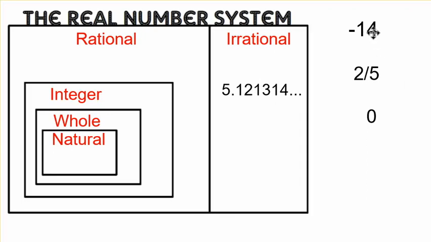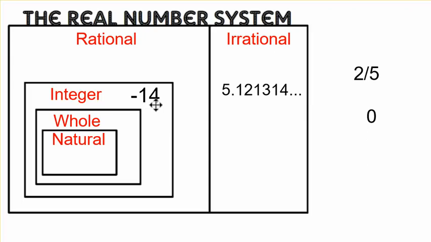Well, negative 14 is clearly in the rational category because we can put a 1 underneath it and it's written as a fraction, right? But let's see if it also classifies as anything else. We know that integers are all the numbers that don't have decimals or fractions. So they're essentially like positive and negative whole numbers. And so that's where negative 14 will reside. It's not whole or natural because it's got that negative sign in front.